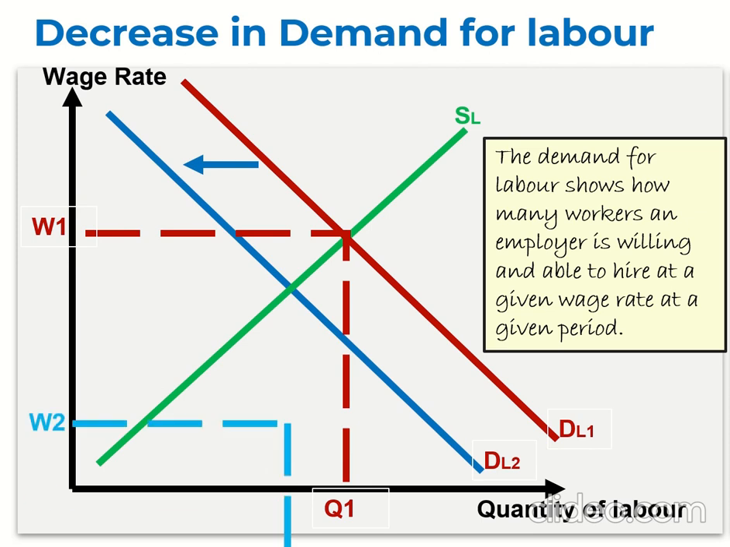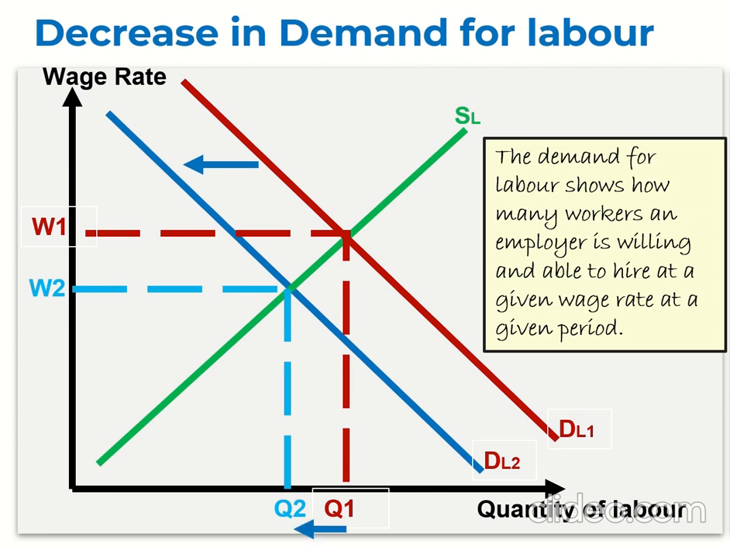Now, let's identify the new equilibrium point. Wage rate W2 and quantity of labor Q2. As a result of such decrease in demand for labor, the quantity of labor decreases as well as the wage rate decreases from W1 to W2.